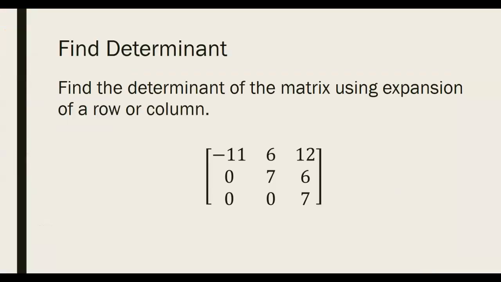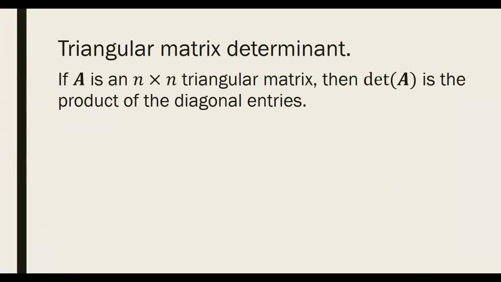And that's what the next slide says. The next slide says that if you have a triangular matrix, again, a square triangular matrix, we're not going to deal with anything that's not square in this section, then the determinant of A is just the product of the diagonal entries.